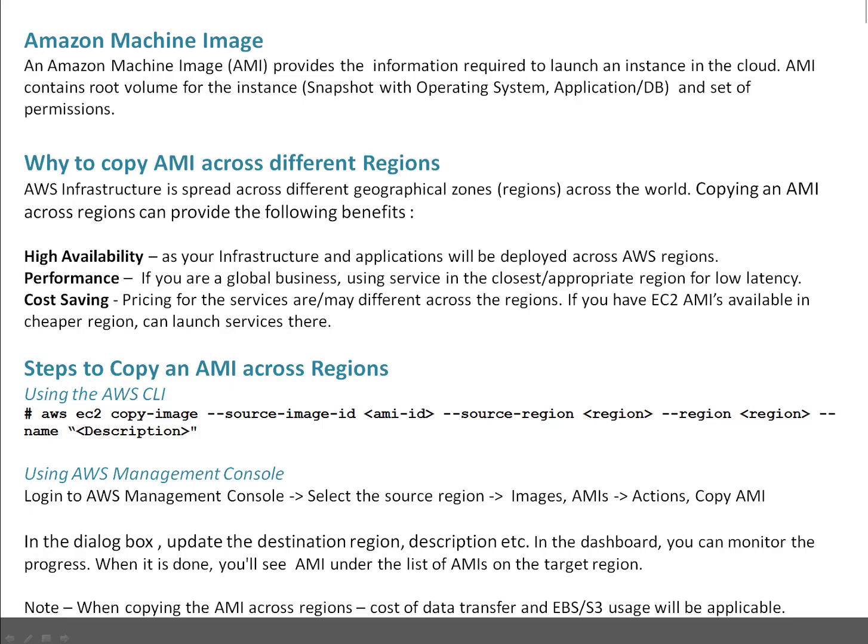The first benefit is high availability, as your infrastructure and application will be deployed across different AWS regions. What it means is, let's say you are running your applications in the India or Mumbai region, and you are also running your applications in Tokyo, which means you get high availability. If a whole region goes down, generally that never happens, but let's consider it, still your applications will be running in Tokyo.